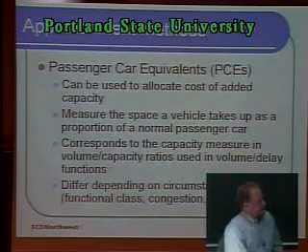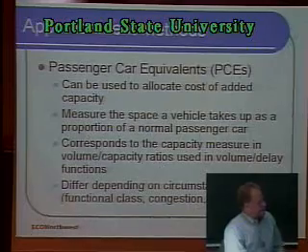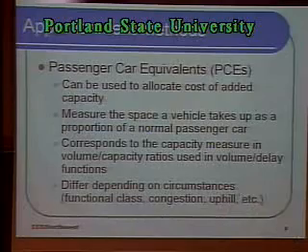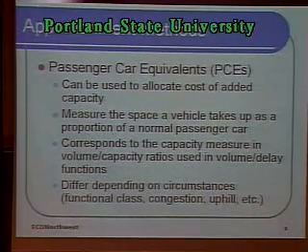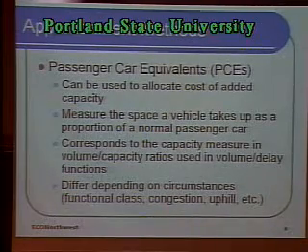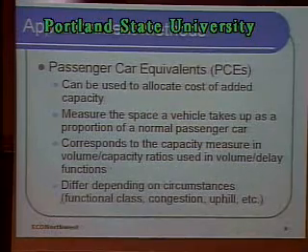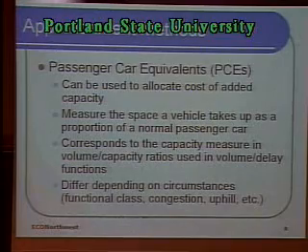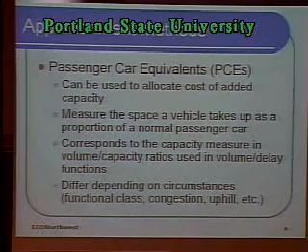There's a variety of apportionment methods. These are basically accounting methods rather than economic methods for allocating costs to users. For capacity-related costs, there's a measure of capacity called passenger car equivalence. And it's a measure of how much space on the roadway a vehicle takes up relative to the space that a standard passenger car takes up. So standard passenger cars have a PCE of 1. Larger or slower vehicles have a higher PCE.